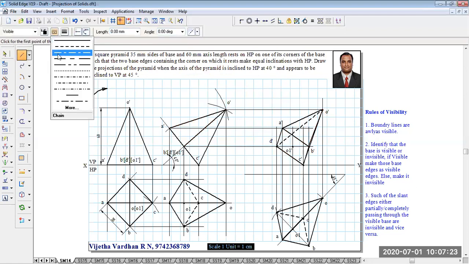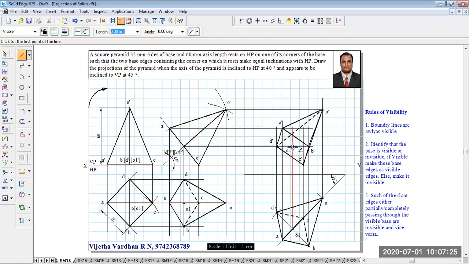And at last, but not the least, the axis representation O dash to O1 dash is to be completed. Now one can say that the problem is completed in all aspects.